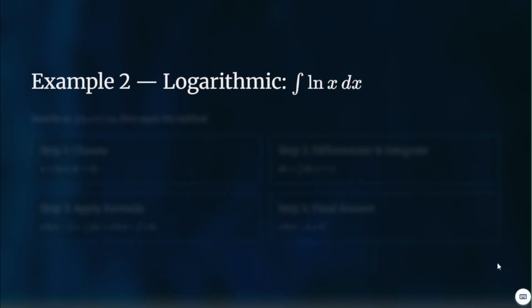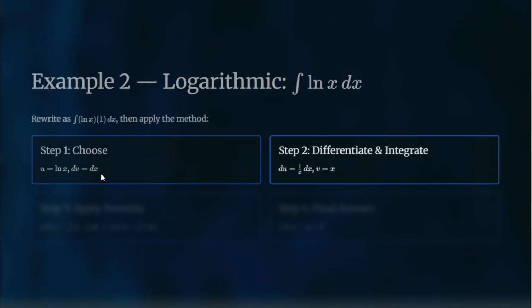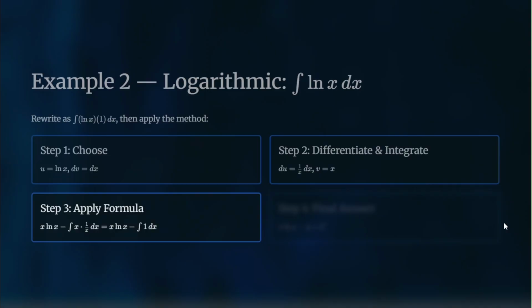Example number 2: we will integrate ln of x dx. We can rewrite this as the integral of ln x times 1 dx, and then apply the method. By the LIATE rule, u will be our logarithmic function ln x, and dv will be the remainder of the integrand, 1 dx, or simply dx. Differentiating u to get du will be equal to 1 over x dx, and integrating dv to get v will be equal to x.